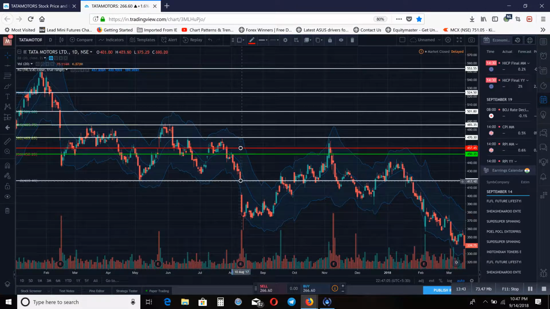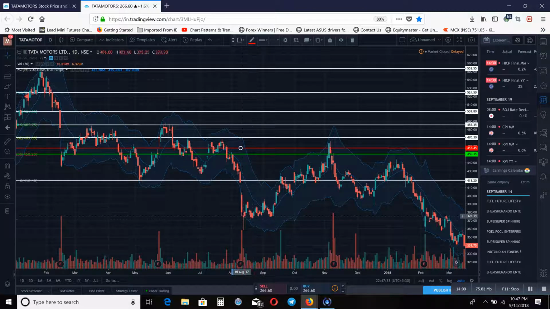Safe traders can exit their positions as soon as the price comes inside the upper band, and we safely remove our position as soon as the price breaches the central value level. So I would book my profit at 392 in this case.